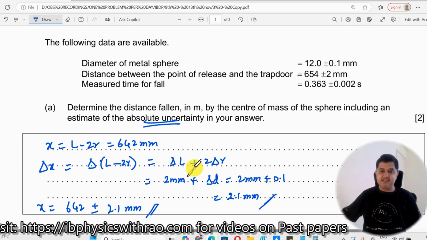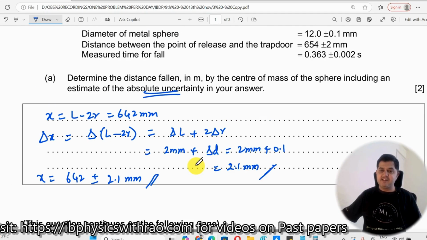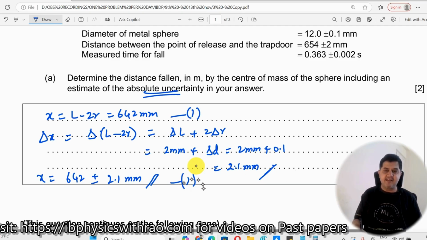Okay. Next. Let's move on to the next one. So 2 marks here. 1 mark would be for this and 1 mark would be for this one. The way you calculate, try to get the final answer, you get for 2.1 millimeter. Okay. Next.